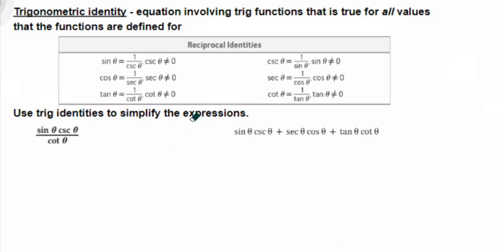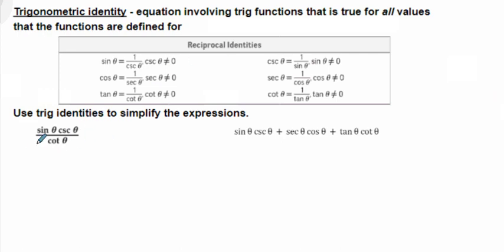Okay, so in the last video, we showed how these are actually all reciprocals of each other, right? Sine is the reciprocal of cosecant, and it goes both ways. So using that, we're now going to look at some expressions, and we're going to try to simplify these down as much as we can.